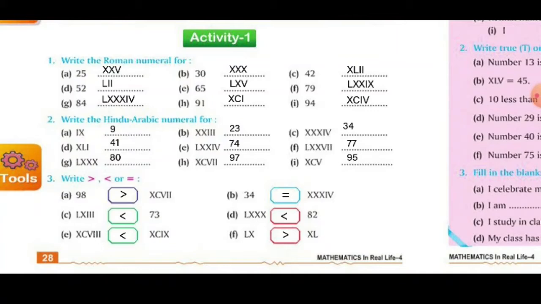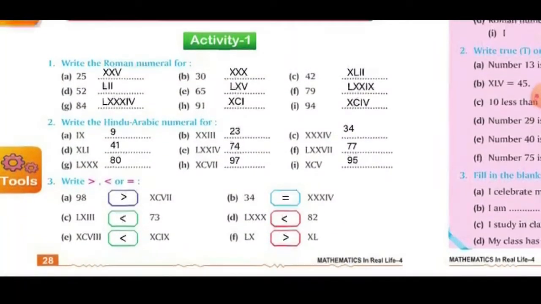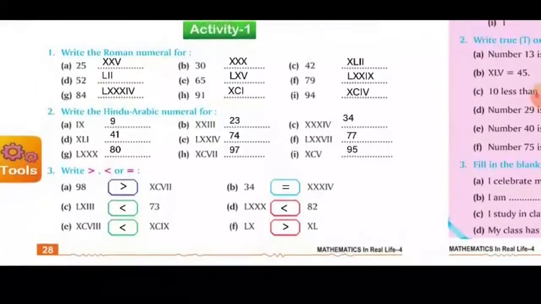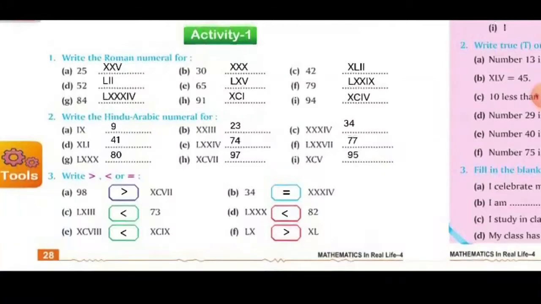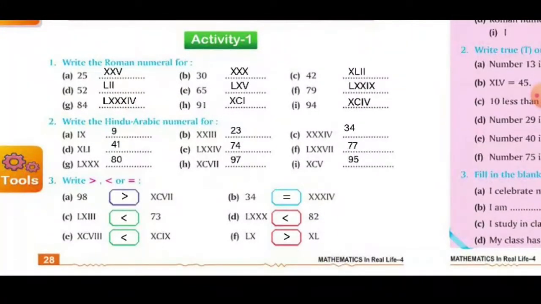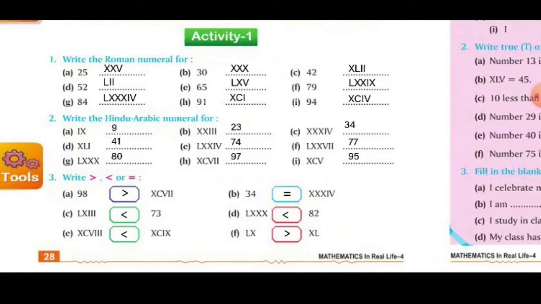Question number I, that is 94. Again, XC is 90, IV is 4. 94. Question number 2. Write the Hindu Arabic numeral for the questions given in Roman symbols. You need to write down the numbers. A. IX is 9.